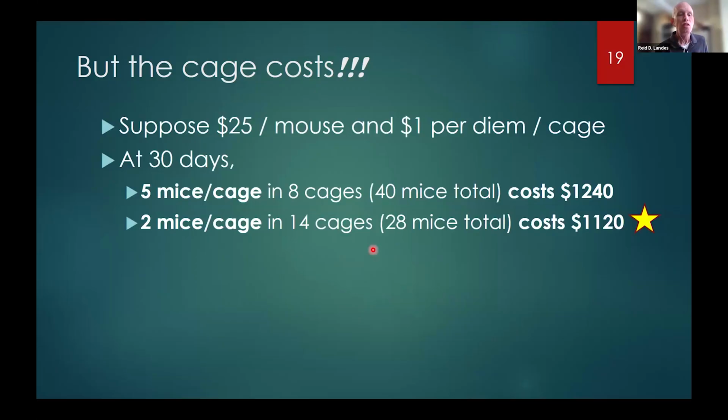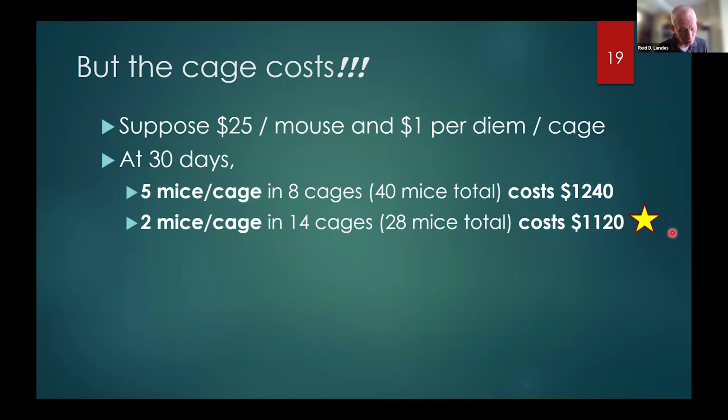Let's look at that. Suppose a mouse costs $25. That's all in cost. That's how much the mouse costs to buy and all the time that you spent into this mouse. It costs $25. That's not a very expensive mouse. And the cage per diem is $1 a day. At my institution, it's about $1.25 a day. But suppose it's this. At 30 days, the 2 mice per cage is going to be cheaper than the 5 mice per cage. Yeah, it's got more cages, but it's only for 30 days. So it's going to be cheaper because you save on the overall animal cost.